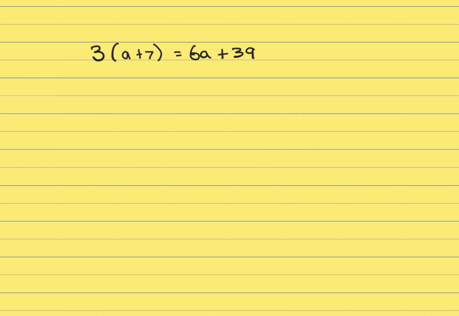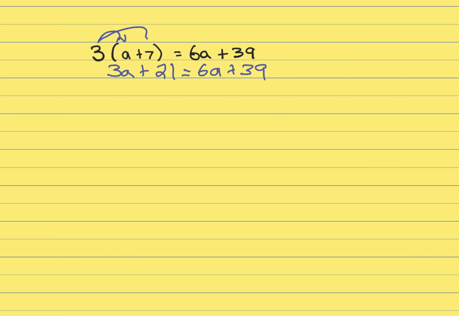So we've got 3 times a plus 7 is equal to 6a plus 39. Distributive property probably is going to have to happen. So we go 3 times a is 3a. 3 times 7 is 21. That's going to equal 6a plus 39.